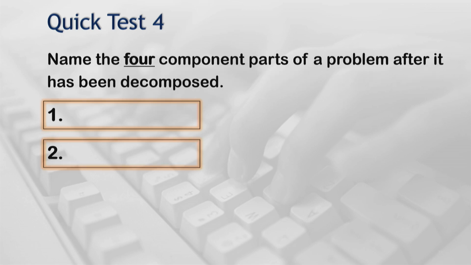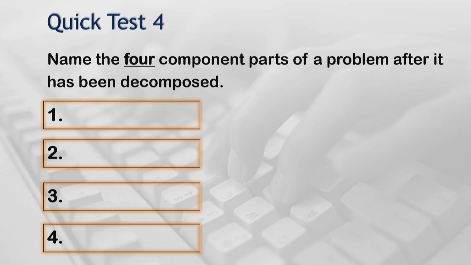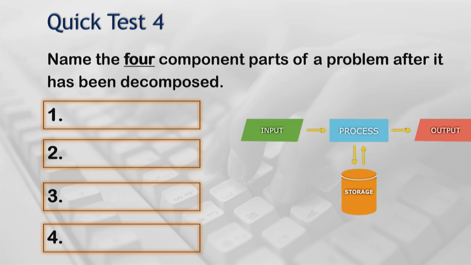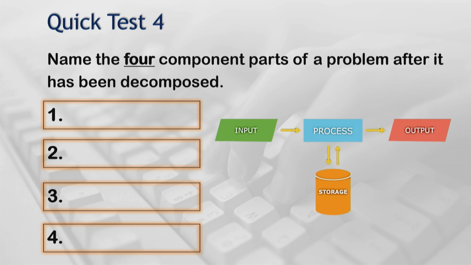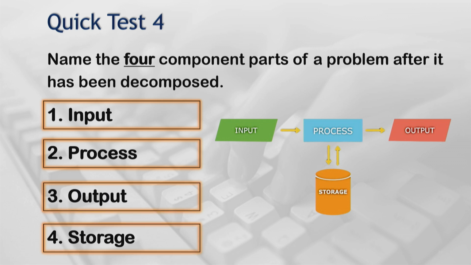Question 4. Name the 4 component parts of a problem after it has been decomposed. Let us look at a diagram that will help us identify the 4 components of a computer system. These are 1. Input, 2. Process, 3. Output, and 4. Storage.